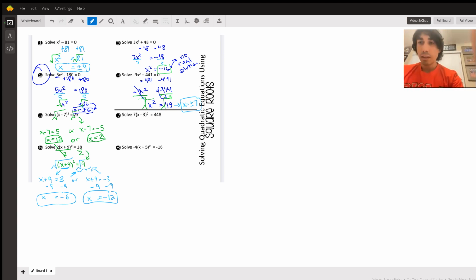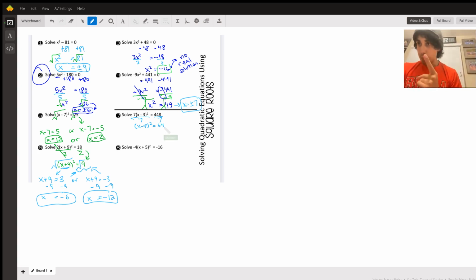We're going to divide. So again, this is the same steps. Whenever we have parentheses and you've got a number out front, divide that number out first. Take care of that. Get that number out of here. All right, so we're going to do that. We're going to divide by 7 on both sides. Divide by 7. So we're going to end up with x minus 3 squared equals, what is that? 448 divided by 7. 64.